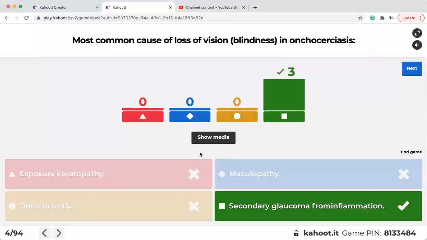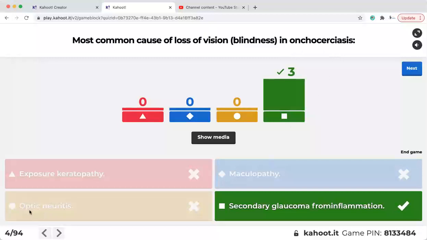The body's immune response kills the Onchocerca volvulus, inducing a severe inflammatory reaction. So there will be severe inflammation of the cornea, or keratopathy. However, it is not exposure keratopathy, as exposure keratopathy is caused by inability to close the eyelids, like in facial palsy or lagophthalmos, causing corneal exposure. As for maculopathy, onchocerciasis does not involve the macula. The chorioretinitis that happens in onchocerciasis spares the macula.